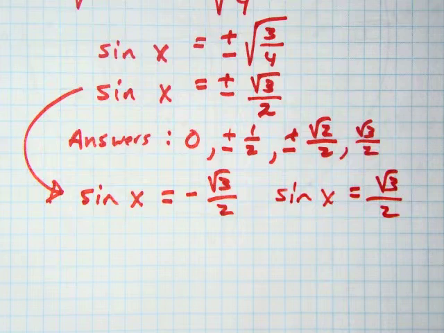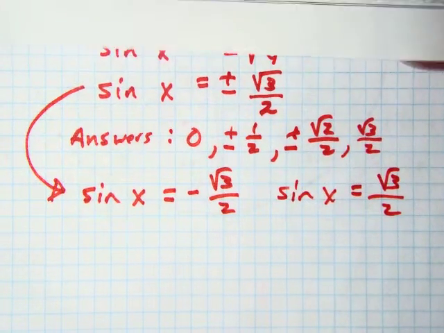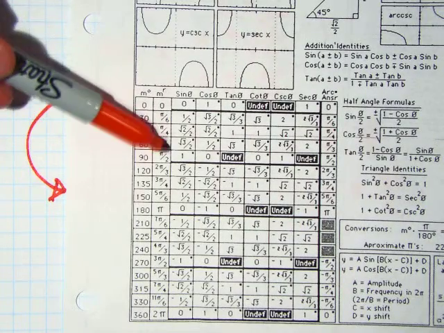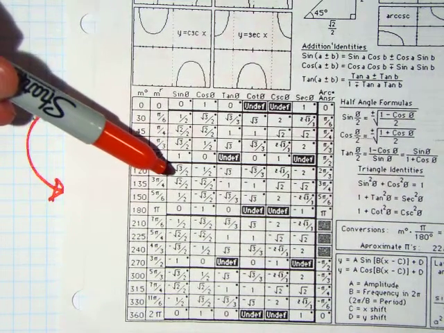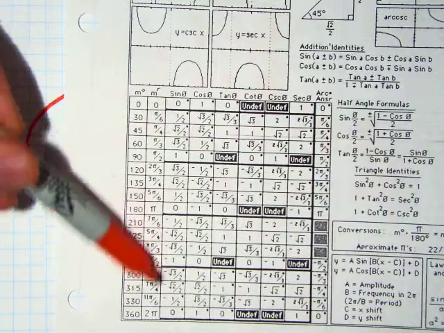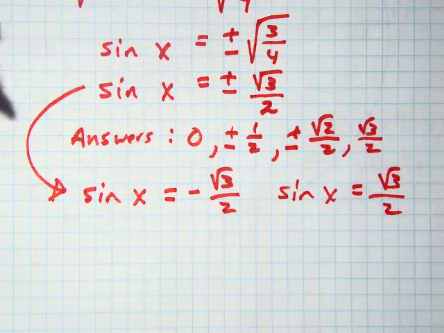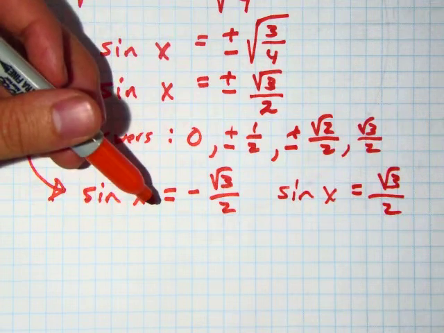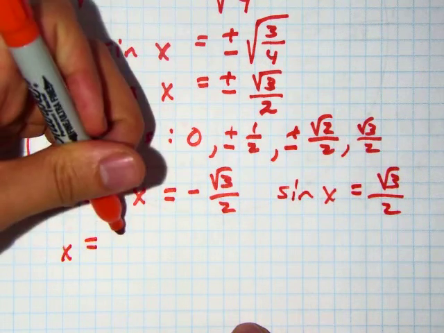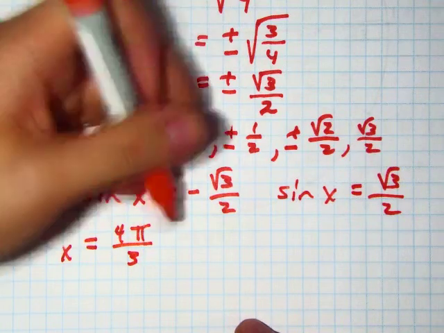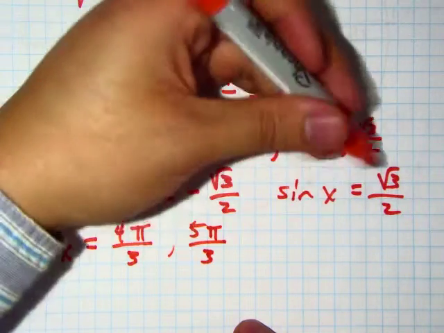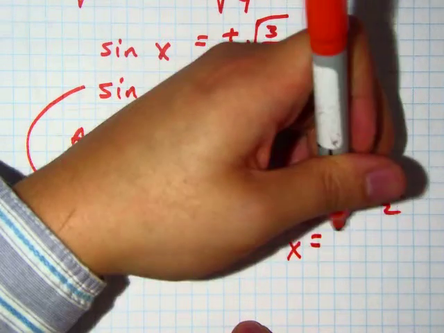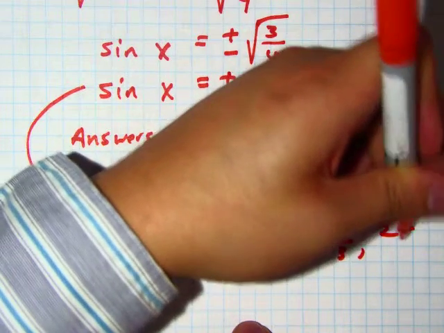Okay, now you've got to look at that trig cheat sheet. Negative square root of 3 over 2 or positive square root of 3 over 2, and that's for sine. We have pi over 3, 2 pi over 3, 4 pi over 3, and 5 pi over 3. So we have a lot of different answers here. For negative square root of 3 over 2, x is either 4 pi over 3 or 5 pi over 3. And for the square root of 3 over 2, my angles would either be pi over 3 or 2 pi over 3.